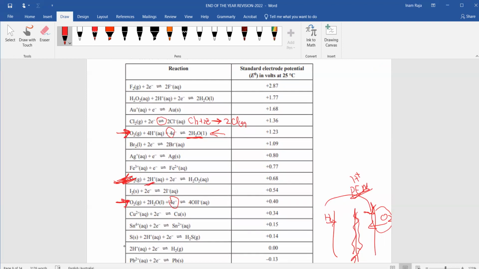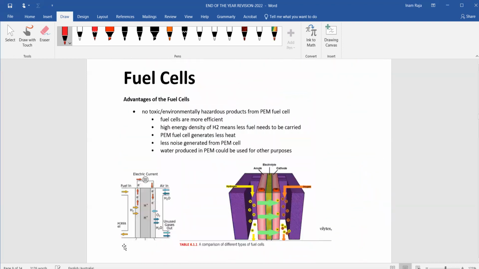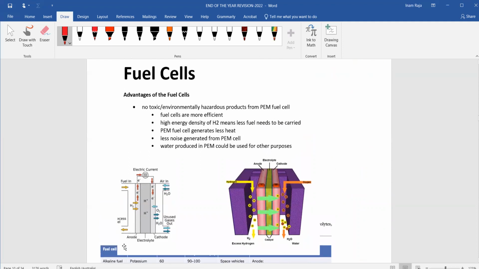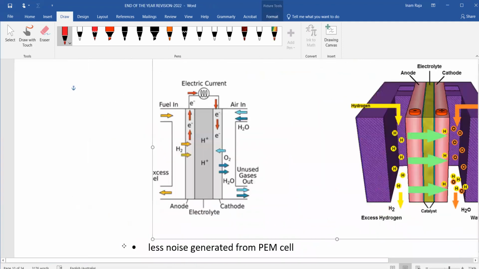So if the membrane is alkaline, then you use the equation where OH is there. Remember, OH is alkaline. And if the membrane is H positive, you need to use this equation. All right. I'll show you an example now. For example, in the fuel cell, of course, you need to know advantages, disadvantages, and the difference between fuel cell and galvanic cell, all those things. I'll quickly go over the function.